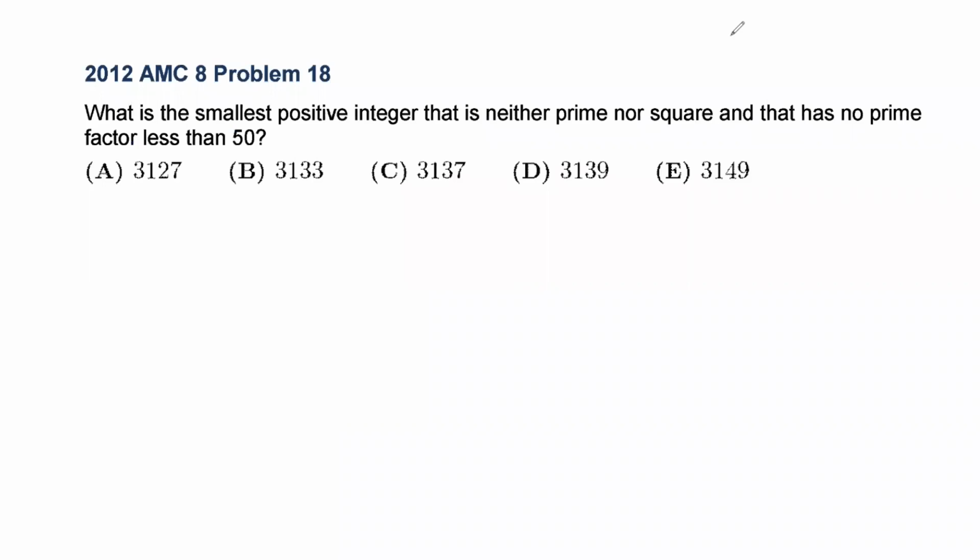Okay, what is the smallest positive integer that is neither prime nor square and that has no prime factor less than 50?